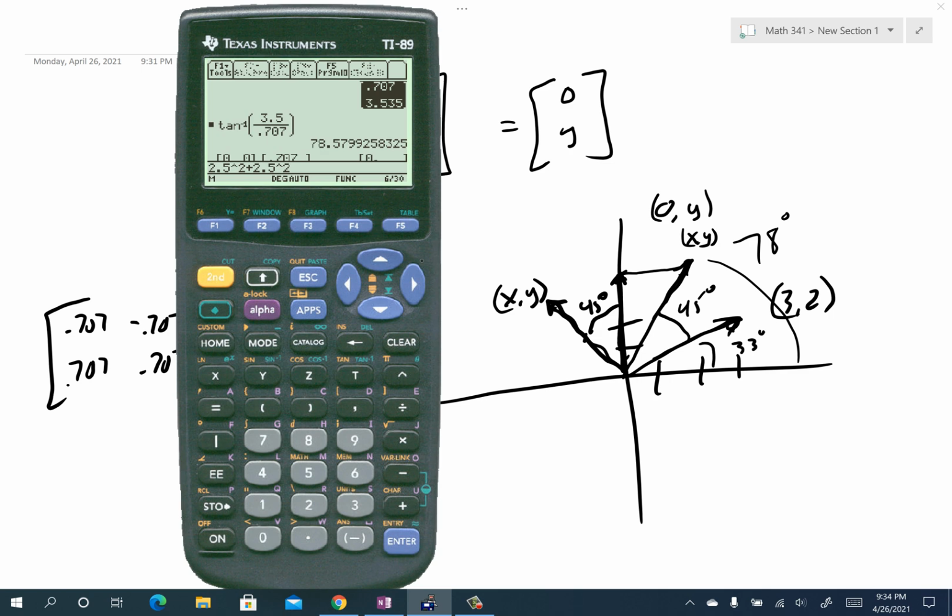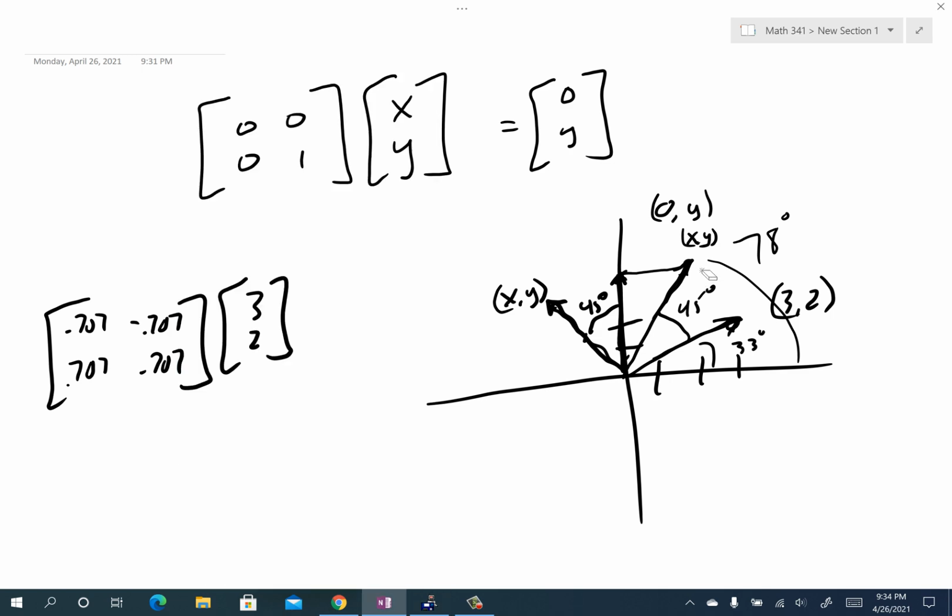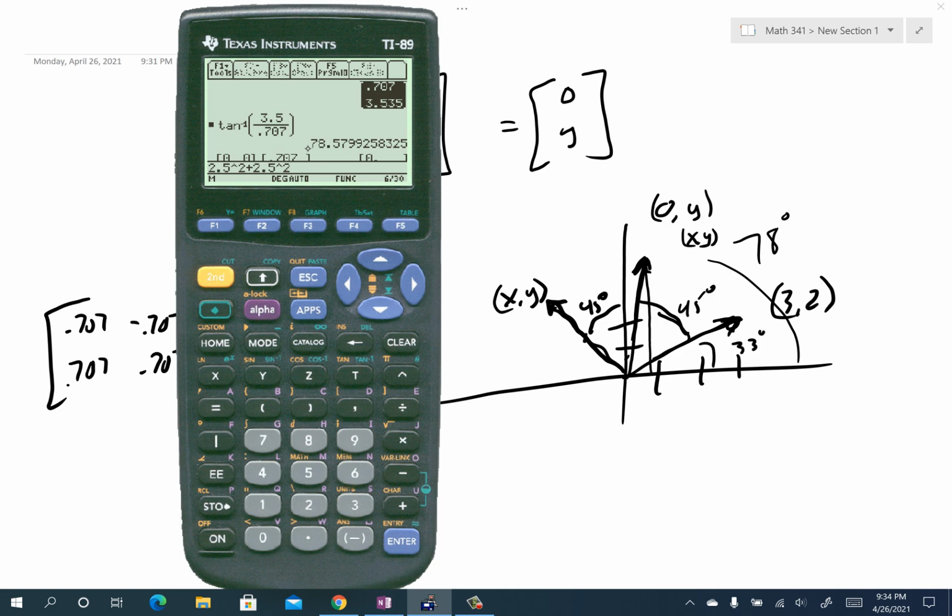So that means this point here actually looks a little more like this, where this is the same length vector as this guy here. It's just been rotated 45 degrees. And you're like, I don't believe you, Jay, that it's 78 degrees. Well, let's check it out. I took the inverse tangent of 3.5 over 0.707. I get 78 degrees. How about that? Now, if you multiply that out, you're going to get 0, 3.5. In other words, we're just going straight sideways.